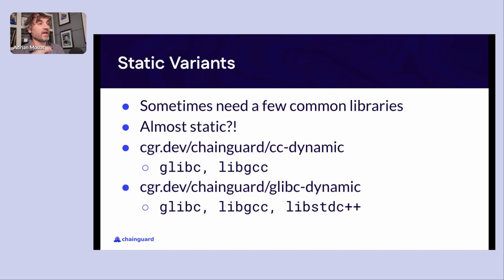Okay, so we have variant images. It's not just a static image, which does not include glibc at all. We have some images that include a subset of the most common libraries. There's two at the minute. The cc-dynamic, but that's actually not on the free tier. cc-dynamic includes glibc and libgcc, and then there's glibc-dynamic, which includes glibc, libgcc, and libstdc++, which are all quite common libraries.